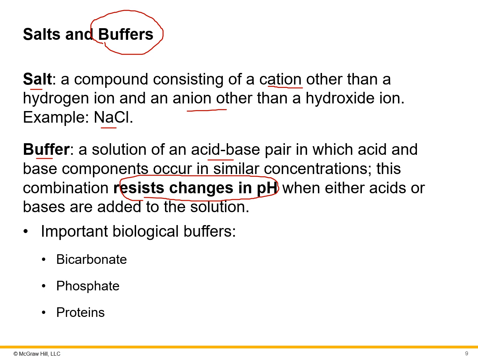When either acids or bases get added, these buffers work in a reversible reaction to keep that pH pretty normal, to keep us from going below 7.35 or above 7.45. The important buffers in our body include bicarbonate, the one we talked about, where carbon dioxide and water combine to form carbonic acid that then dissociates into hydrogen ions and bicarbonate. We also have phosphate as a buffer system, and some of our proteins, made up of amino acids, are important buffers as well.